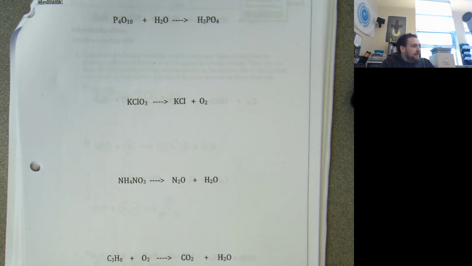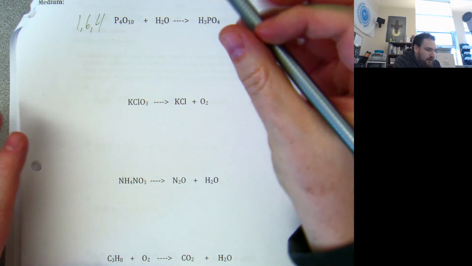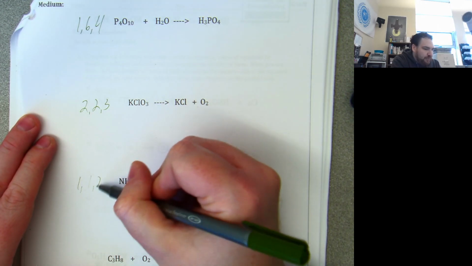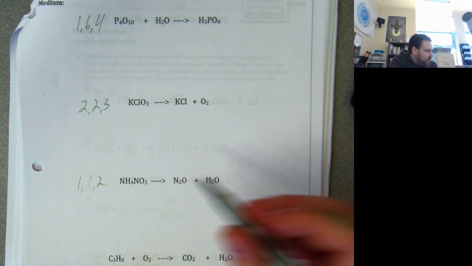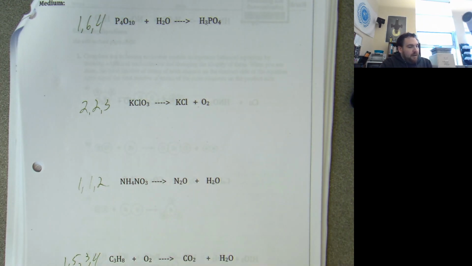Here are the mediums. The answers for the mediums are: the first one is 164. The next one is 223. The third one is 112. And the fourth one is 1534. Comments, questions, concerns? Are there any that anyone would like me to do from the medium page? Going once. Yes. Let's do it.